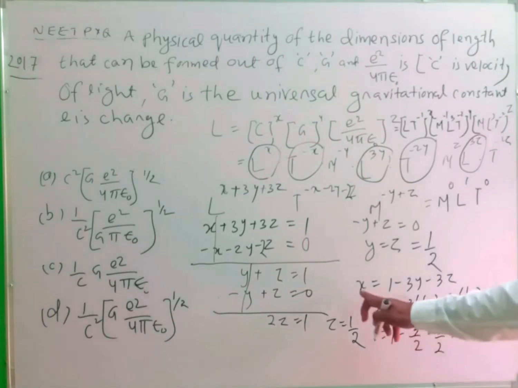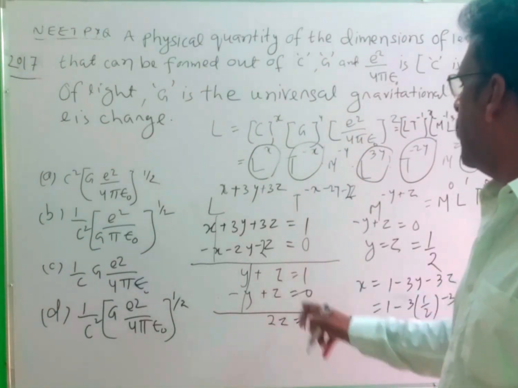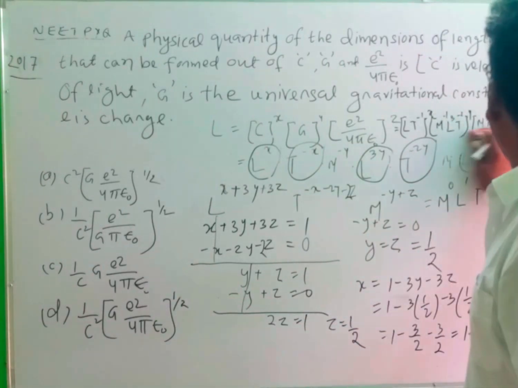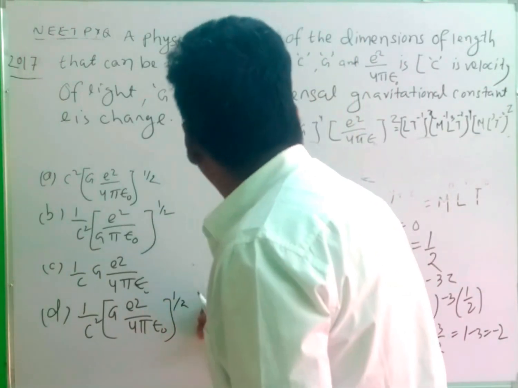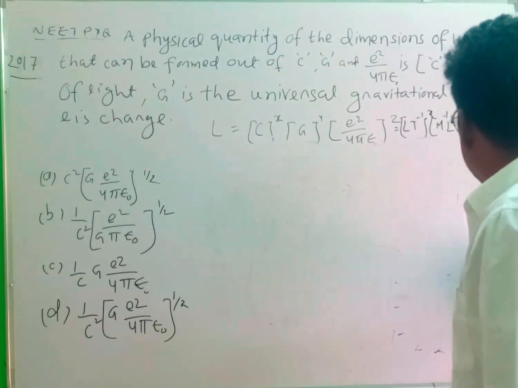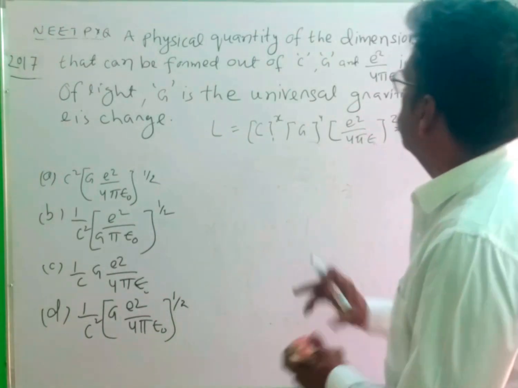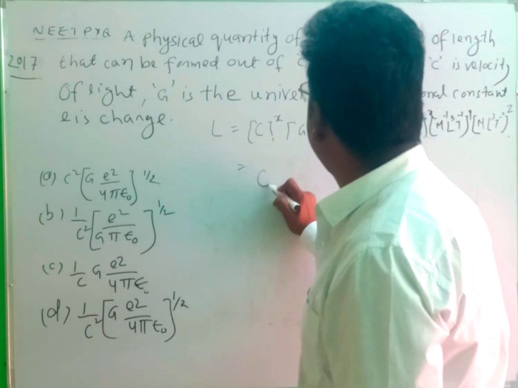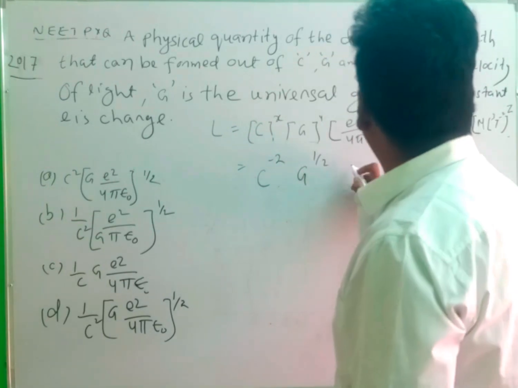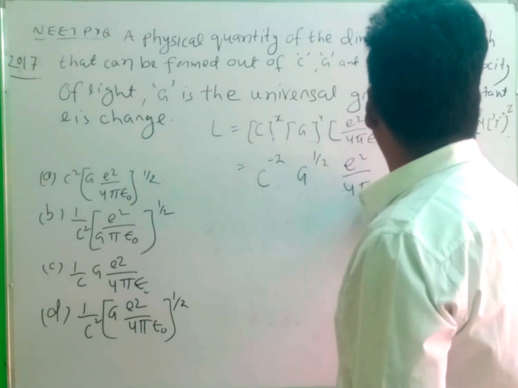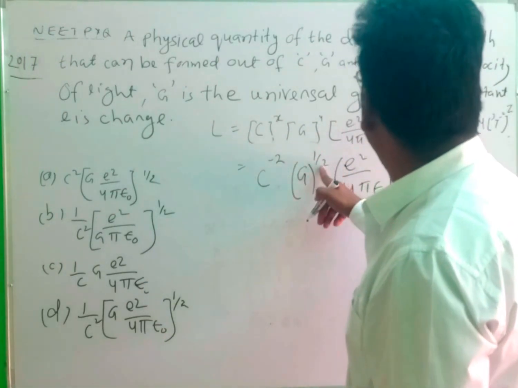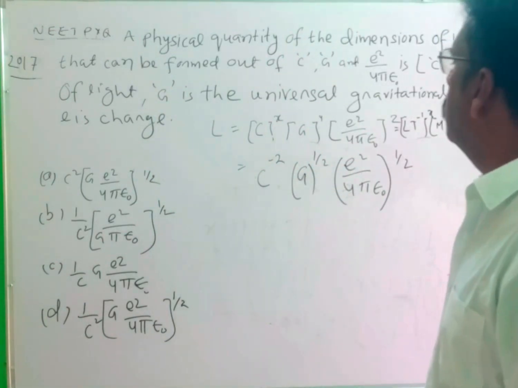So we found the values. X is equal to minus 2, y is equal to half, and z is equal to half. Okay, student. So we can write it here to get the correct option, student. So this becomes L equals c to the power x, what is x? Minus 2, G to the power half, and e square by 4 pi epsilon 0 to the power half. Because this is the value of y, this is the value of z, this is the value of x, student.